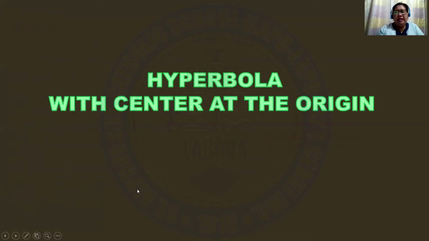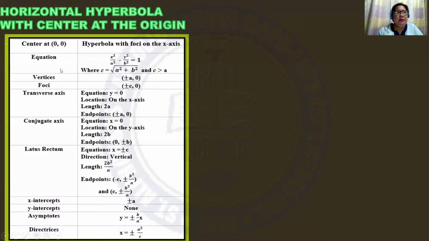Next, let us have the hyperbola with center at the origin. Let's take up first the horizontal hyperbola with center 0, 0. The equation is in the form of x squared over a squared minus y squared over b squared is equal to 1. Where the formula for c is equal to the square root of a squared plus b squared. And c is greater than a.